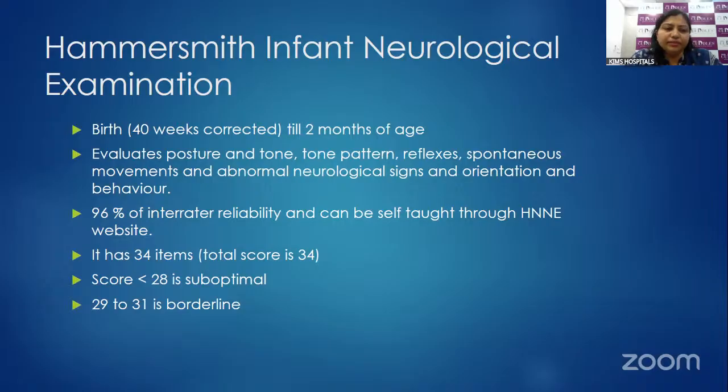It has 34 items, which makes the score of 34. A score less than 28 is suboptimal, and 29 to 31 is borderline. Above 32 and up to 34, the child is having a good score.